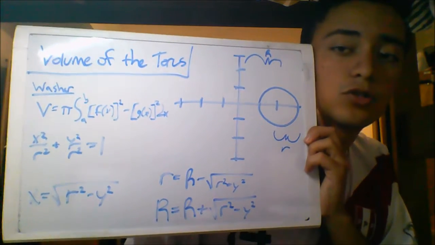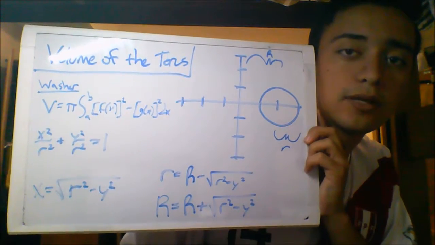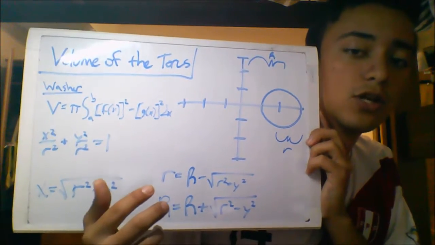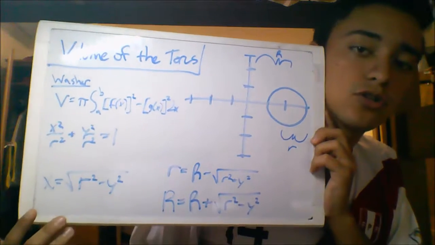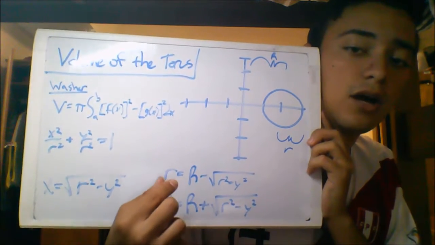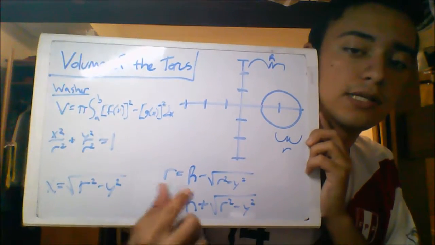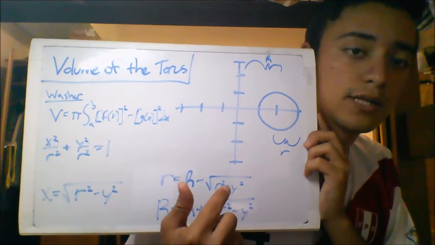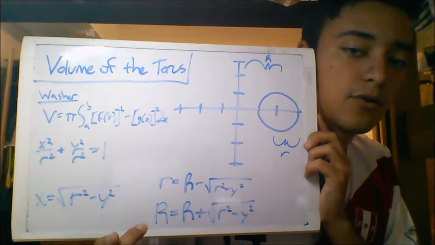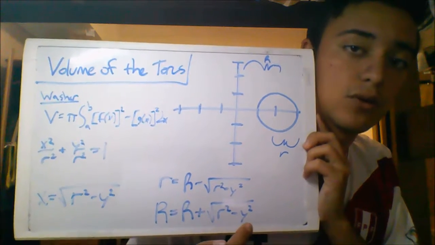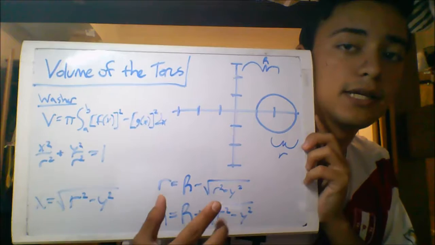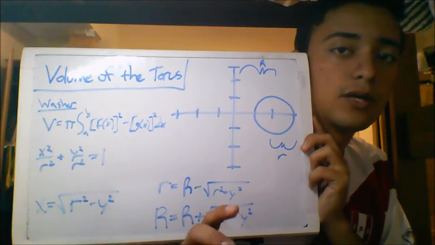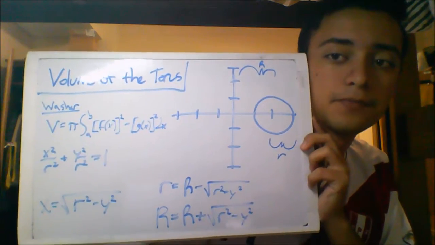In order to use the washer method, we're going to need the equations for the inner and outer radius. By using the equation for a circle, we can find this by seeing that the inner radius is equal to the outer radius minus the equation of the circle set equal to x, and the outer radius is equal to the outer radius plus that equation as well. So now we're going to plug this into the washer method equation, so that we can find the volume of a torus.